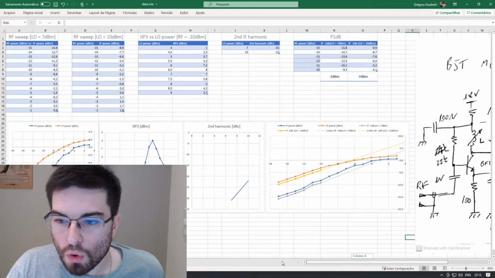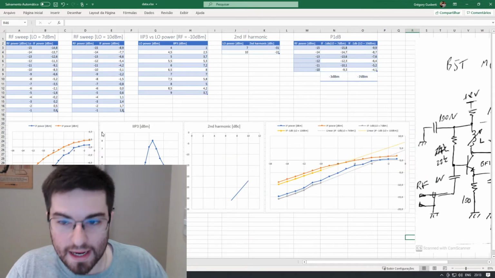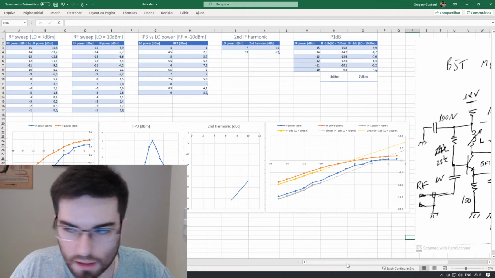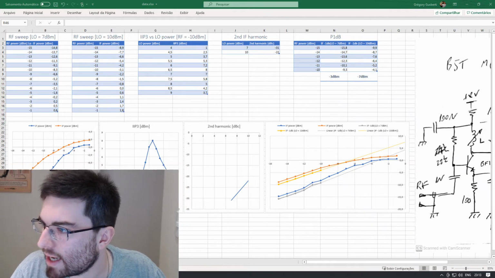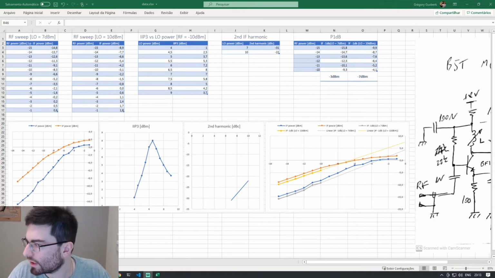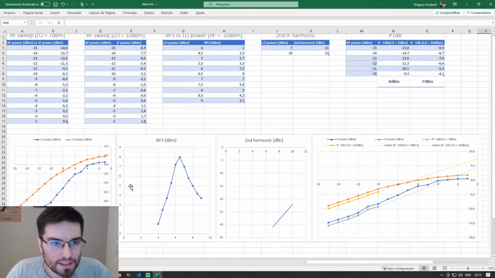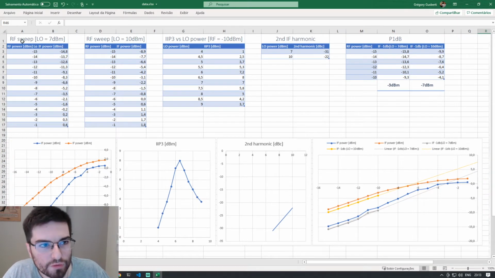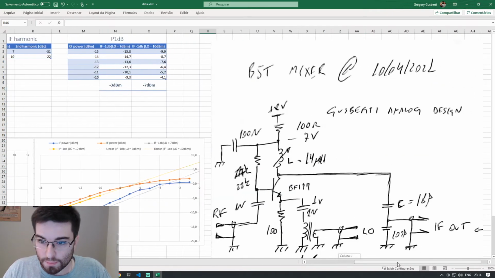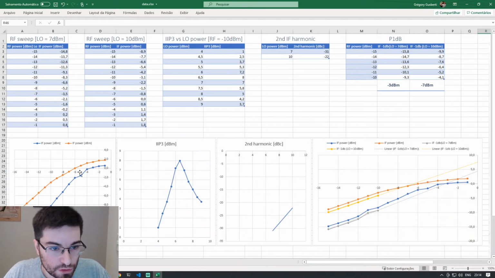Okay, guys, so what I did here, let's go to the data. First thing I did, guys, is a sweep of the RF power using a constant LO here, 7 dBm, and also a sweep of the RF power using a constant LO of 10 dBm. This is important because we can plot these two curves here.